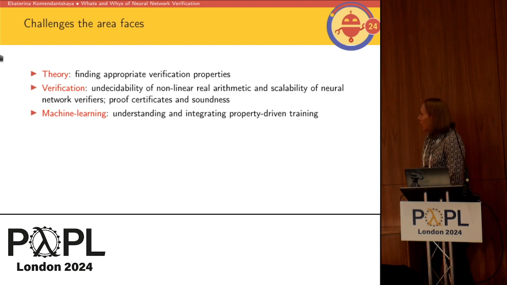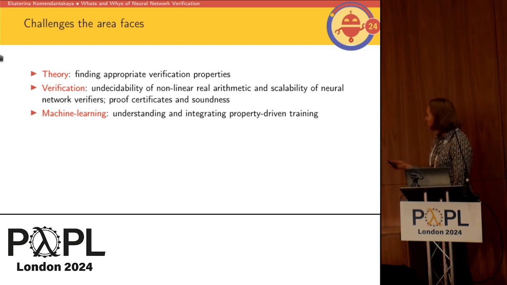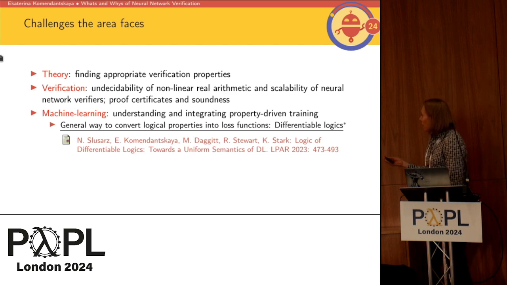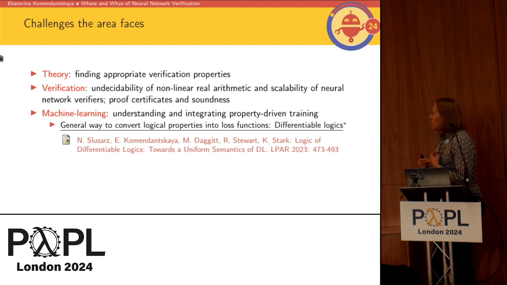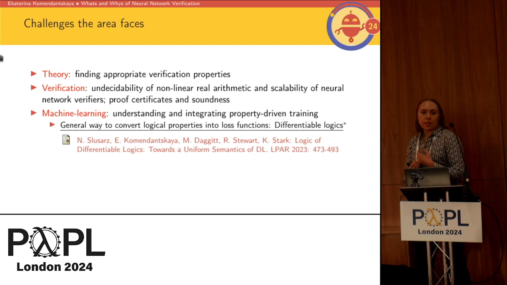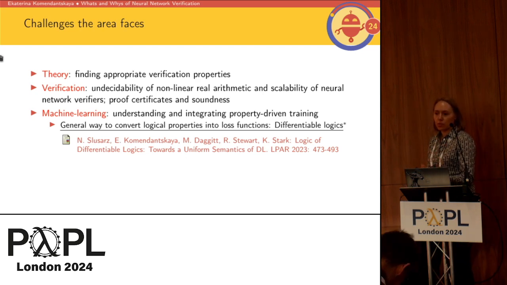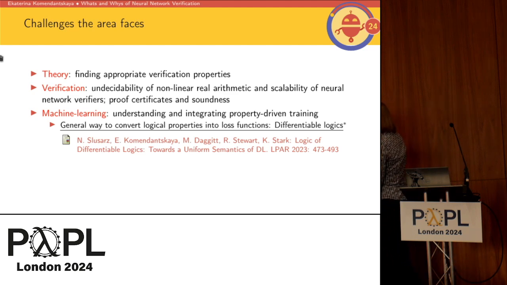Okay, so challenges on the machine learning side. First of all is to understand and integrate property-driven training. What we found, and was very useful already 4 years ago, was that work was starting to appear about what's called differentiable logics. Differentiable logics are a way to compile down logical syntax into the language of loss functions. And this gives you a generic way to retrain neural nets. So Natalia, my student here, is writing her PhD about that.